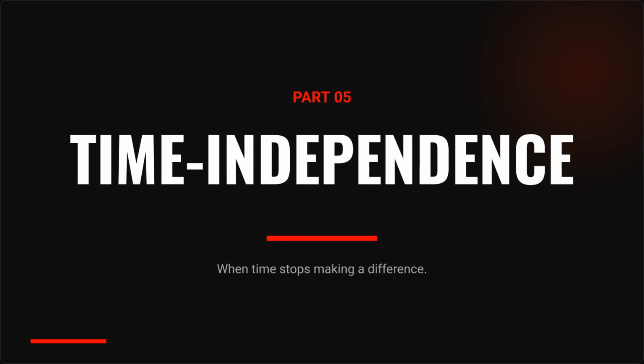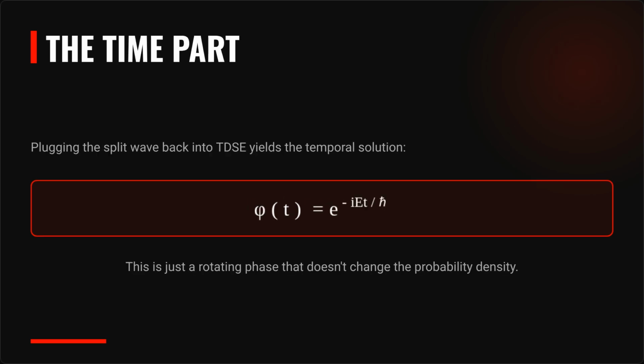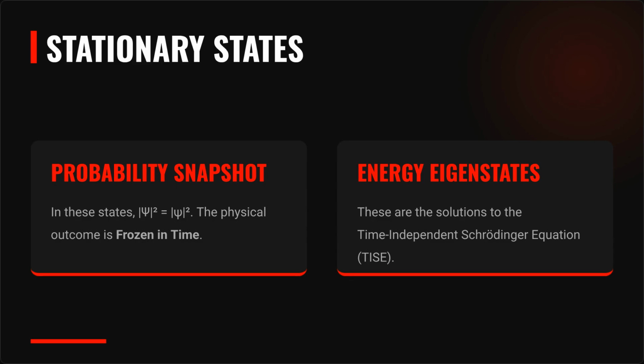Part 05 explores time independence, the special case where time stops influencing the dynamics. If the potential V is constant over time, we can separate the solution into spatial and temporal parts, simplifying the problem considerably. Plugging this split wave back into the TDSE gives us the temporal solution. This result is just a rotating phase that does not change the probability density. These solutions are called stationary states, where the physical outcome is frozen in time.